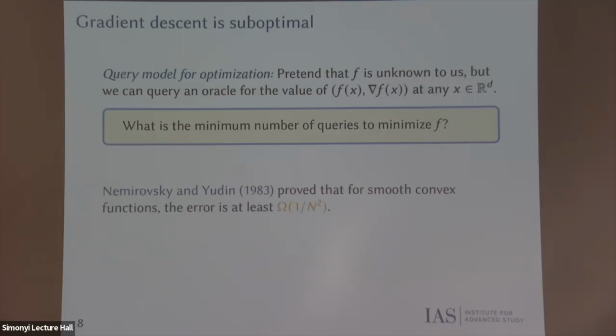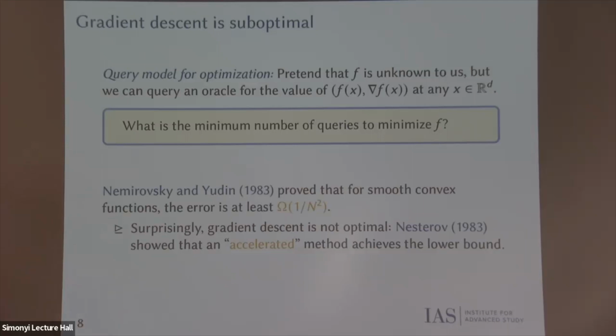And in this oracle model, Nemirovski and Yudin showed that the lower bound for smooth convex functions is 1/n squared, which is smaller than the upper bound for gradient descent that we saw. And indeed, motivated by this result, Nesterov showed an accelerated method for optimization that actually achieves this lower bound.